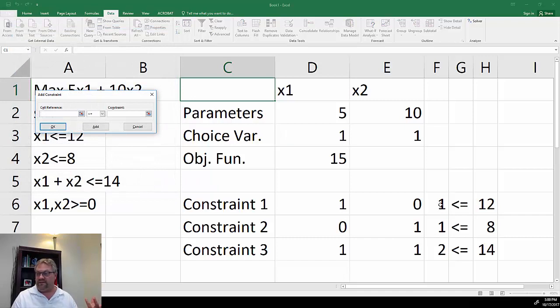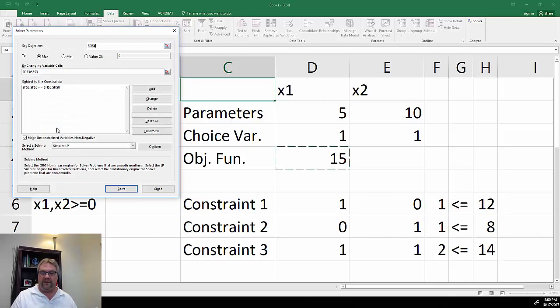So again, I'm going to take the easy way. Just highlight that, less than or equal to that. Hit OK. I've got my non-negativity constraints, x1, x2 greater than or equal to 0. And I've got my simplex LP method. So now I hit solve.